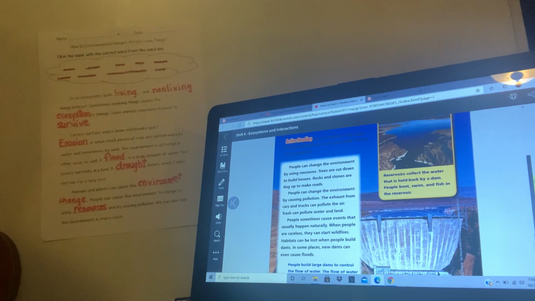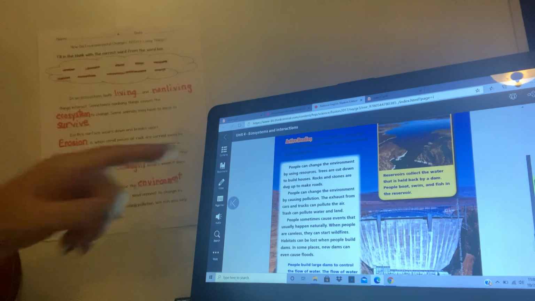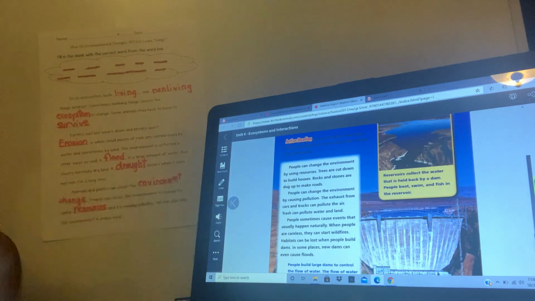The exhaust from cars and trucks can pollute the air. Trash can pollute water and land. We talked all about these topics. Remember, we said how we could reduce pollution. We could reduce it by, instead of using several cars on the road, we could carpool. Remember, we talked about that word, carpooling. And that would limit the amount of cars that are on the roads if we all carpooled.